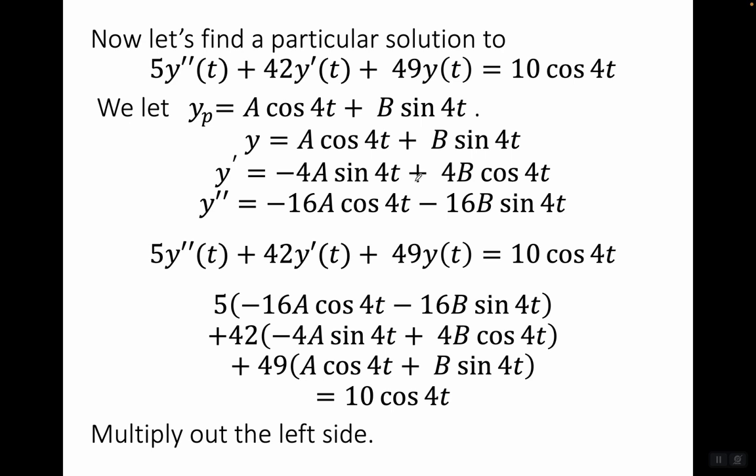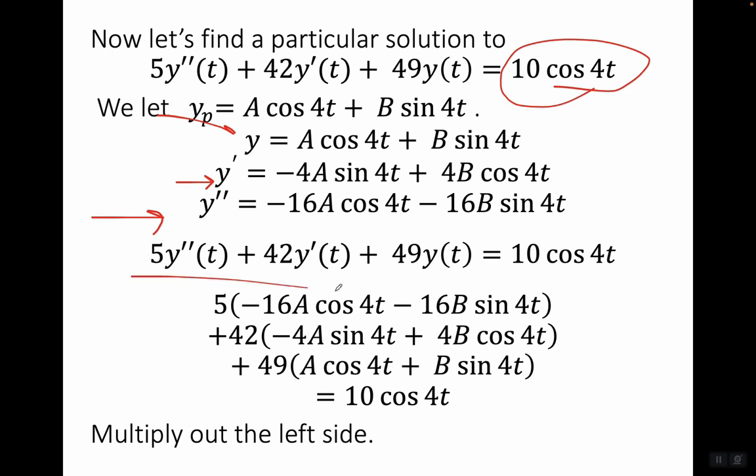Now let's find a particular solution to the non-homogeneous differential equation 5y double prime plus 42y prime plus 49y equals 10 cosine 4t. We let y equal a cosine 4t plus b sine 4t. That's going to be our guess because we have a constant times cosine 4t on the right side. This is our y. This is our y prime. We take the derivative, we get negative 4a sine 4t plus 4b cosine 4t. Take the derivative of that, and we get negative 16a cosine 4t minus 16b sine 4t.